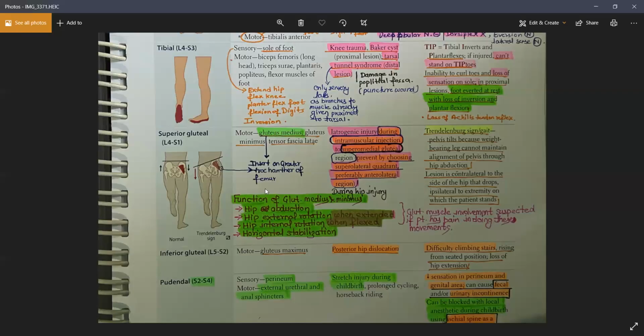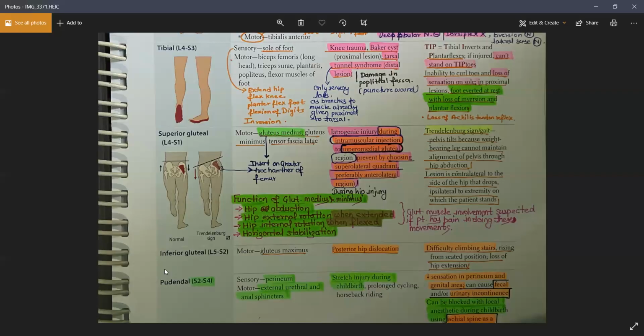Apart from maintaining or stabilizing your hip, they also involve in the hip abduction. They also involve in the external rotation whenever I'm standing, and the internal rotation whenever I am sitting or I'm flexed. Right? If the damage occurs, you will have the Trendelenburg sign, in which you have the upward tilting of this pelvis at the affected side, and the lower tilting or the depression of this pelvis in the contralateral side. Is that okay? Yeah.